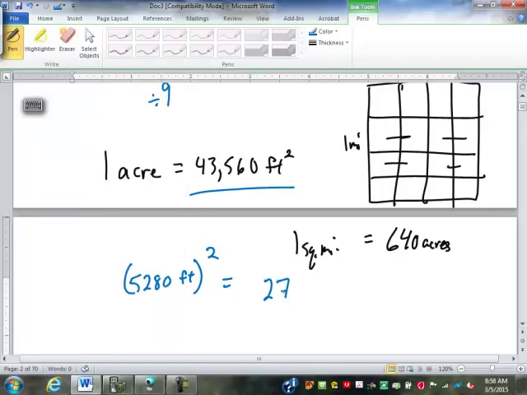27,878,400. That's how many square feet are in a mile.